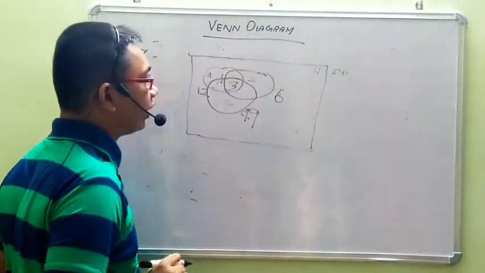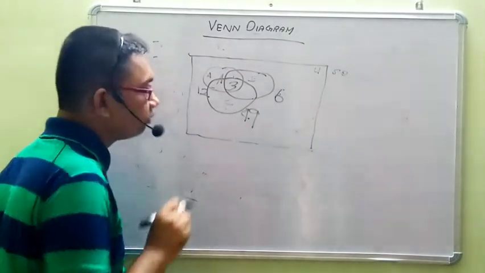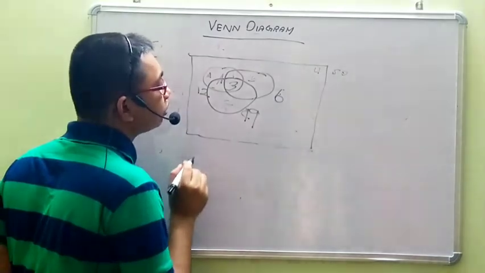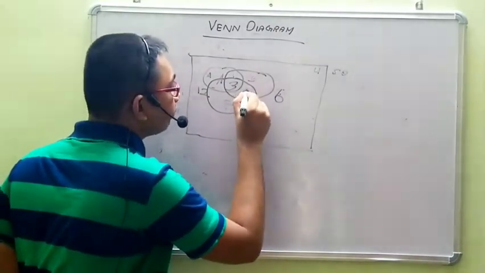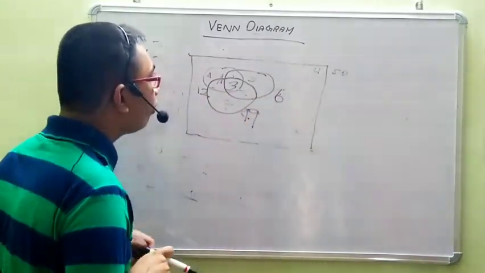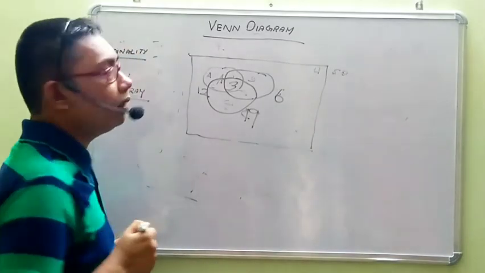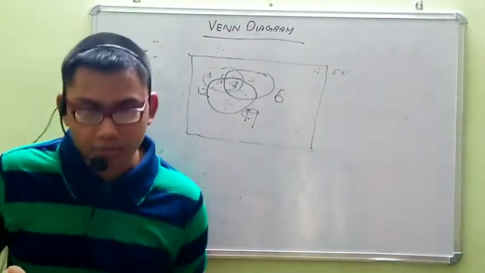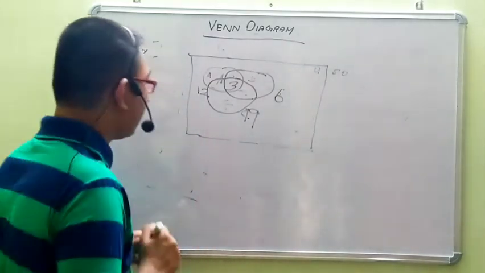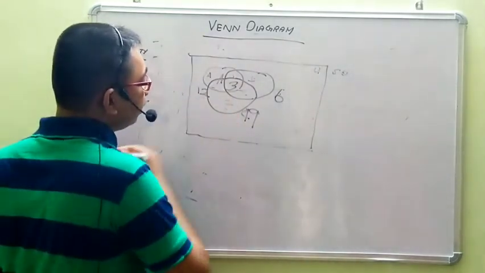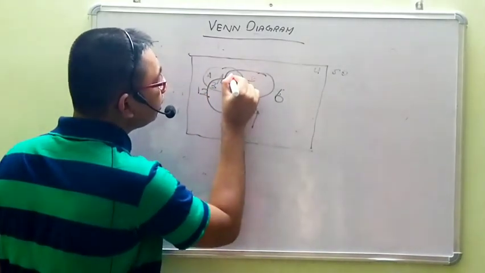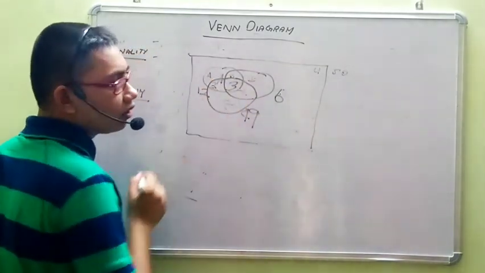This is how you will have to find. A intersection C is 5, so this is 2. Then B intersection C, let us take it as 4. This will also be equal to 2. Now, we are going to find the number of elements that are present only in A, only in B, only in C. So, what will be this? Here it is 2, 1 and 3. 2 plus 1 plus 3, 6.